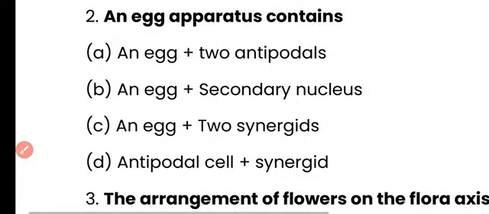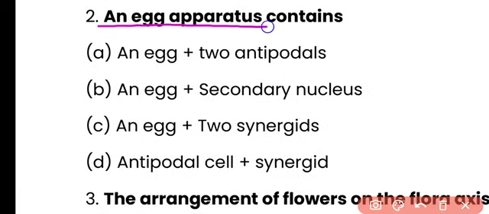Question number 2. An egg apparatus contain an egg plus two antipodal cells, egg plus secondary nucleus, egg plus two synergids, antipodal cells plus synergid. Correct answer is option C. Egg apparatus three-celled thick structure है and it contain one egg and two synergid cells.